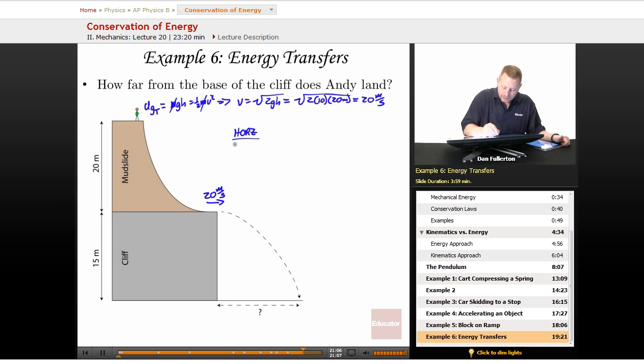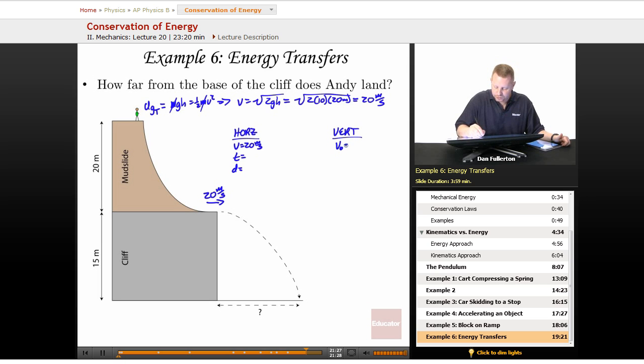Horizontally, he's going to have a constant velocity of 20 meters per second. If we can find how long he's in the air, we can solve for his displacement horizontally, d or delta x, which is just going to be his velocity times the time. To figure out how long he's in the air, though, we have to look at vertical motion.